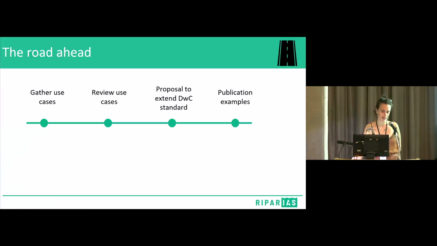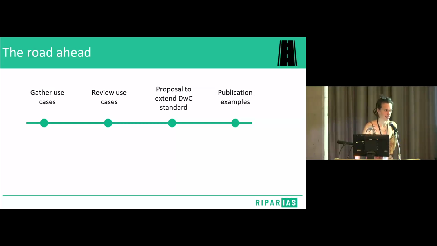So the road ahead at this point is that we want to gather use cases. We want to review these use cases and then bring a proposal to extend the Darwin Core standards. And as a last step, which will probably take us some time, will be to apply the extensions to the Darwin Core Standard. If I say extend Darwin Core Standard, this might be just a vocabulary, a few new terms, maybe even an extension, I don't know. I think the future will tell.